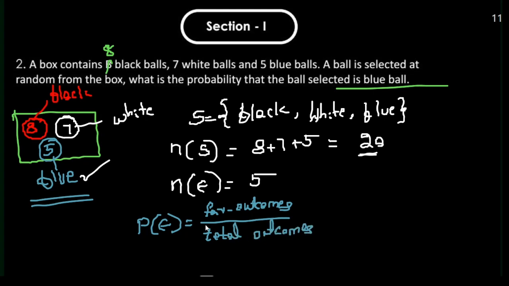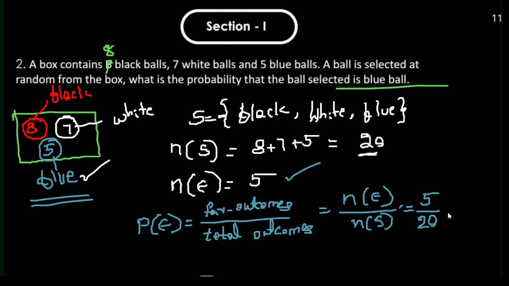So what is the favorable outcome here? It is nothing but n of E by n of S, right? So what is n of E here? n of E is 5 and n of S is 20. That is nothing but 1 by 4. So the answer is 1 by 4 here.